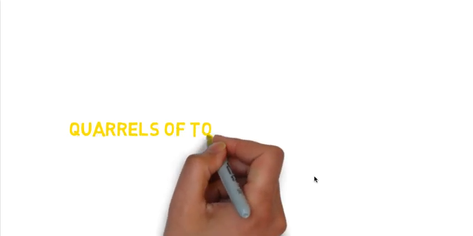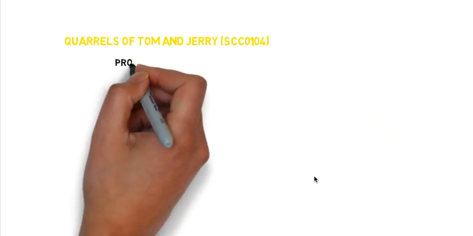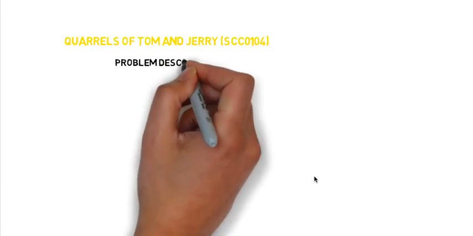Hi guys, this is the tutorial for the problem Quarrels of Tom and Jerry, problem code SCC0104. So let's move towards the problem description.